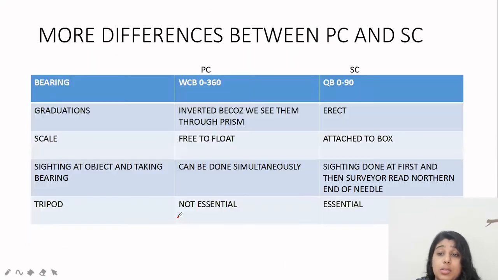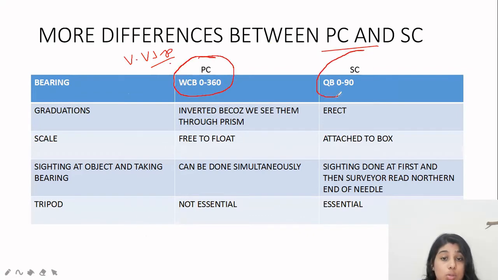Next, more differences between the compasses. This is a very, very important question and it can be asked in the GATE examination also. In whole circle bearing, the prismatic compass is used, and in quadrantal bearing system, the surveyor's compass is used. That is also an important question. Graduations in the prismatic compass are inverted because we see them through a prism. Those who have done the practical work might know it. We have already done it in the surveying practical classes also. In the surveyor's compass, the graduations are erect.